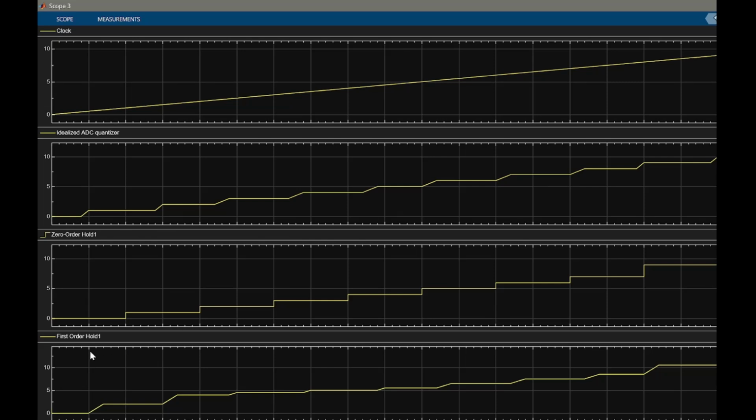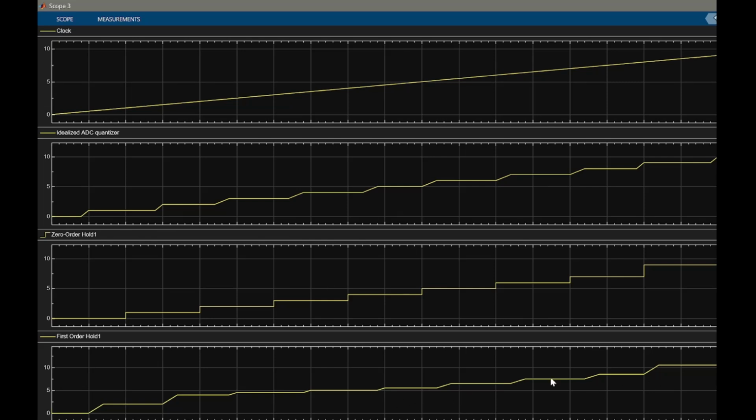And the final graph shows the output of the first order hold. Instead of remaining flat, the transitions are much smoother, because the first order hold performs linear interpolation. So you can see that it is much smoother, compared to this, it's more smooth, right?